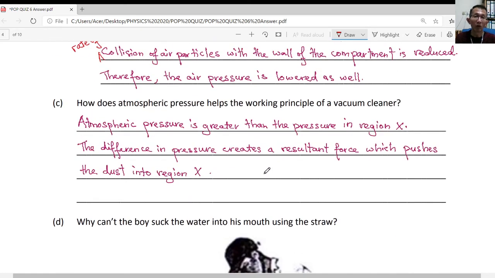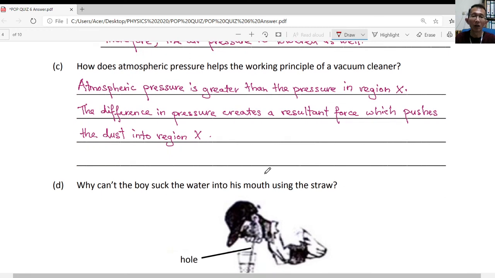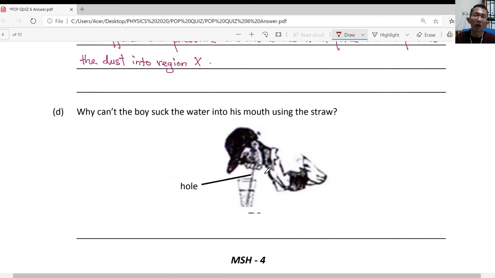So to answer this question, we can write: atmospheric pressure is greater than the pressure in region X. The difference in pressure creates a resultant force which pushes the dust into region X. That's how a vacuum cleaner works. Alright. Let's move to D.